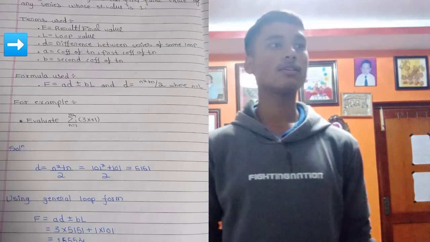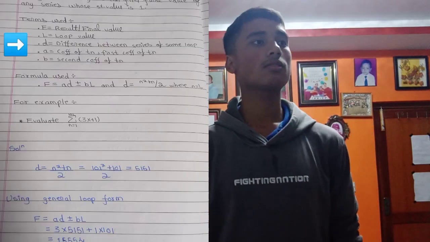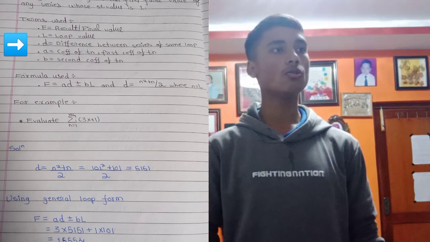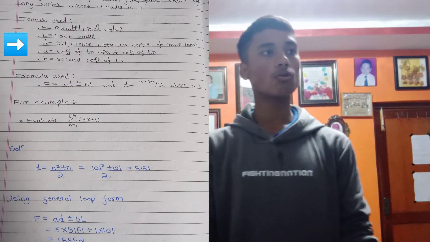So using the above data, I figured out a formula which works to evaluate any series whose starting value is 1. As you can see in what I've written down, there are some terms that you may want to remember while solving using my technique. You have to keep in mind 5 things: the result or final value of the series, the looping term or value, the difference between loops, the first coefficient and the second coefficient.